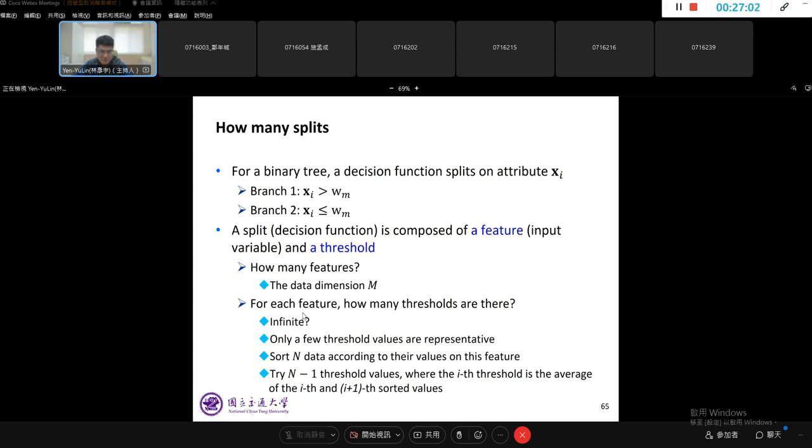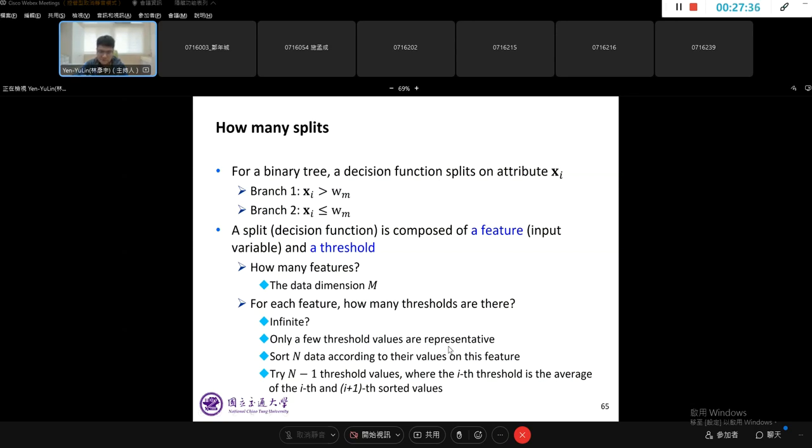For each feature, we also need a real value threshold. So how many thresholds do we have? Theoretically, we have infinite thresholds because it is a real value. However, just a few threshold values are representative.